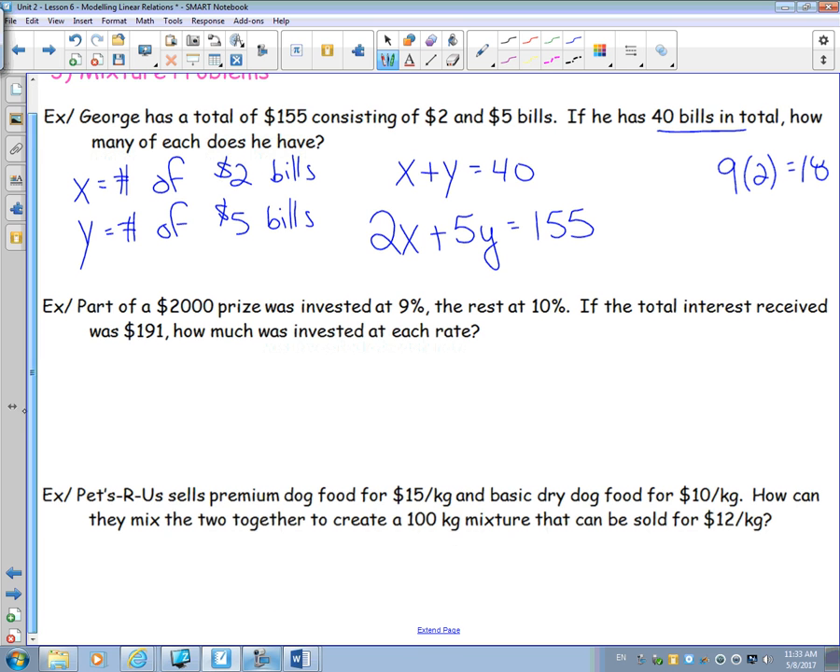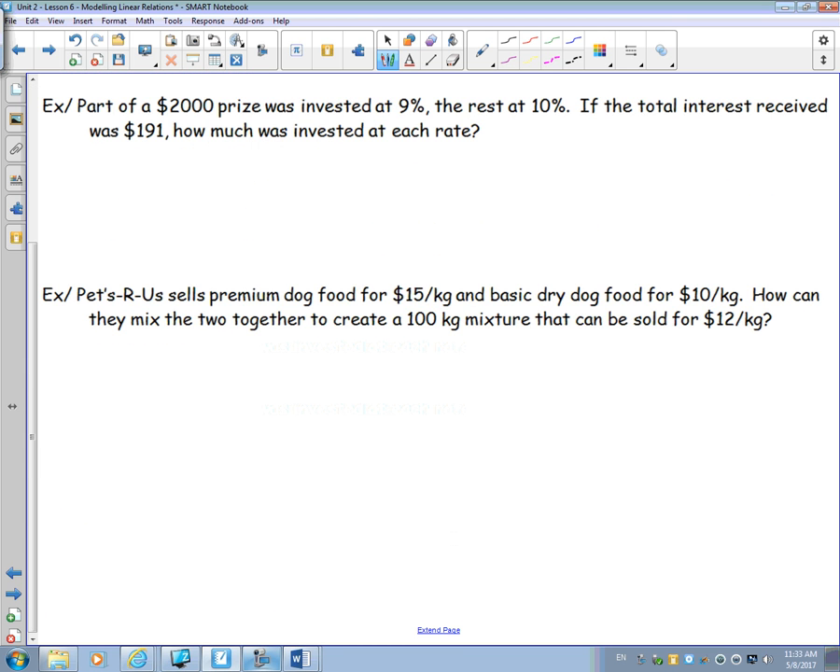Let's take a look at the second example. A $2,000 prize was invested at 9% and the rest at 10%. That's how much money they earn on their prize. The total interest received was $191. How much was invested at each rate? Well, I don't know, I've got to figure that out. X is the amount at 9%. Y is the amount at 10%. You might ask yourself, the amount of what? Well, it's the amount of the prize, the $2,000.